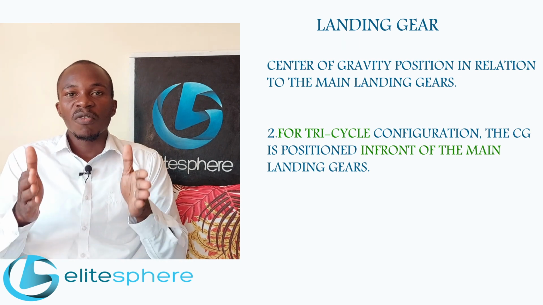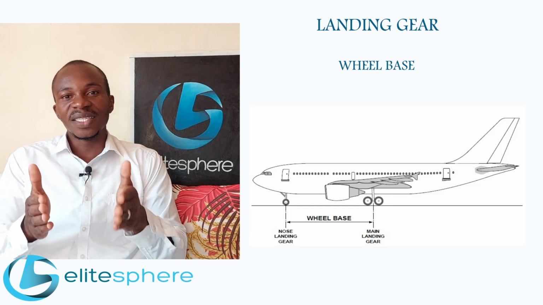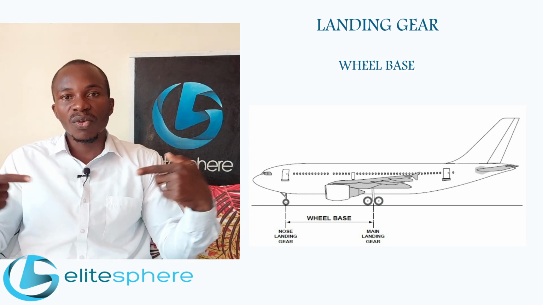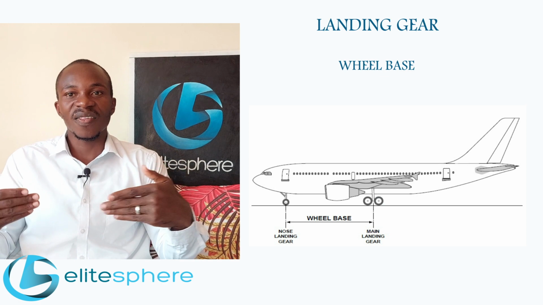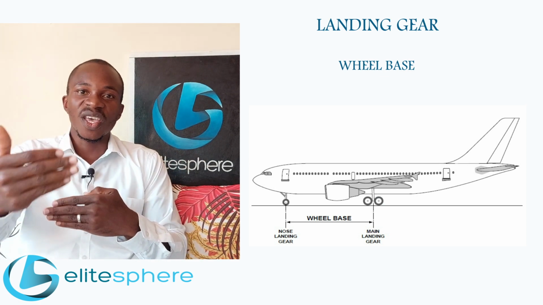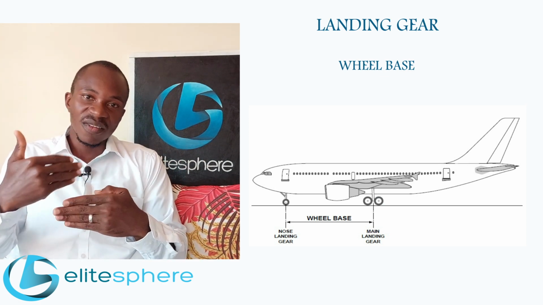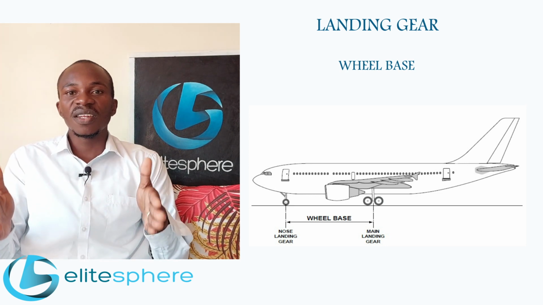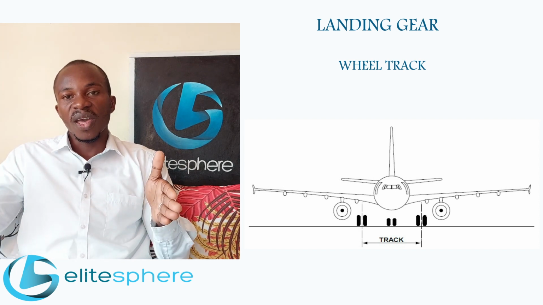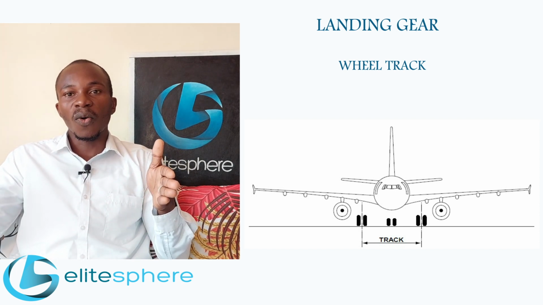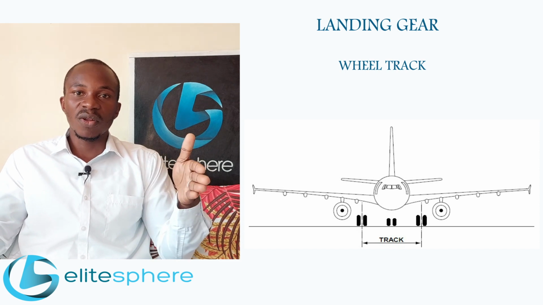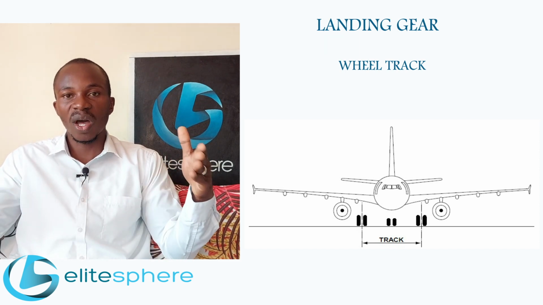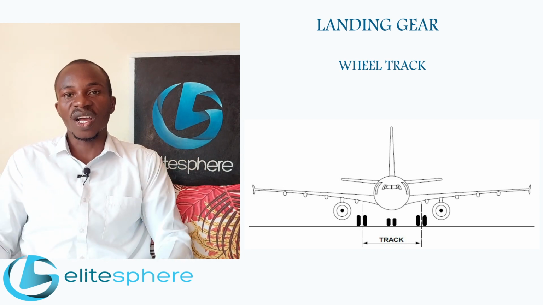The wheelbase of an aircraft is the distance between the operating line that passes through the axle of the main landing gears and the center of the nose gear or the tail gear. This distance is called the wheelbase. The wheel track is the distance between the outer wheels of the main landing gears. That is the outer wheel on the left and the outer wheel on the right. That distance in between the two outer wheels is called the wheel track.